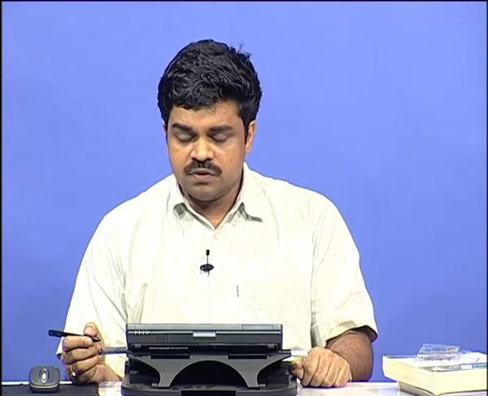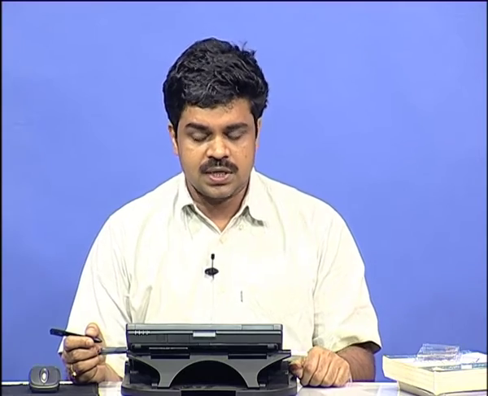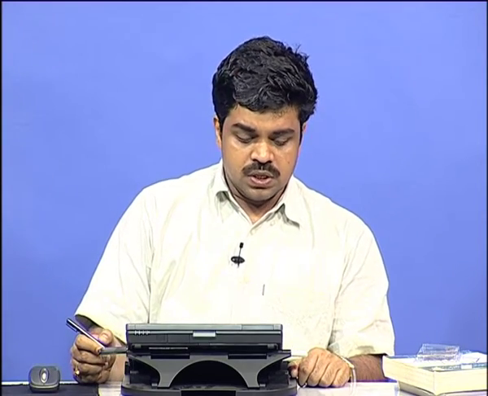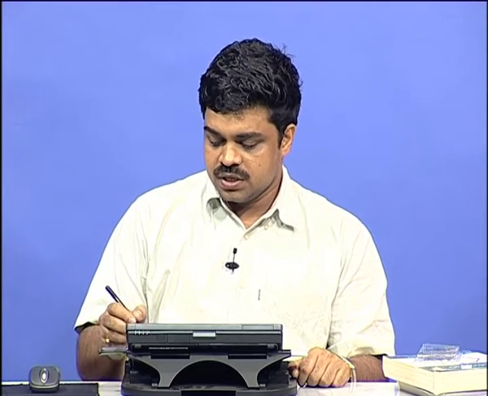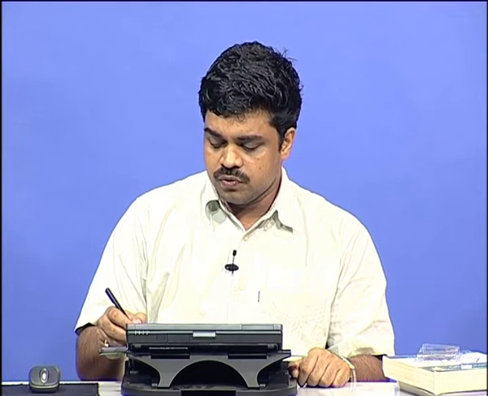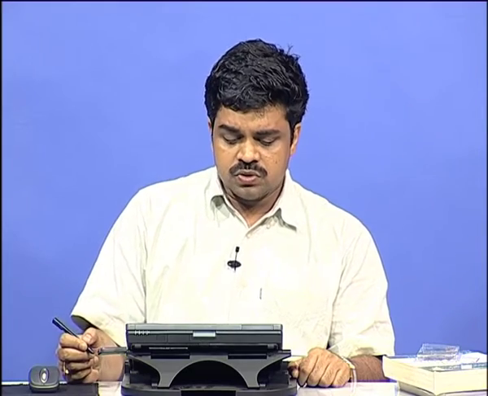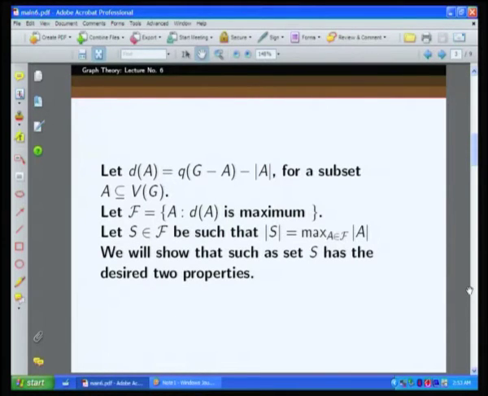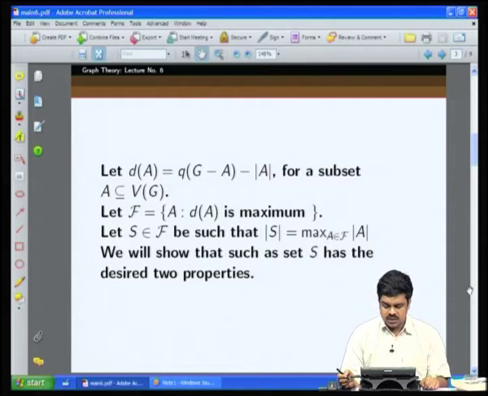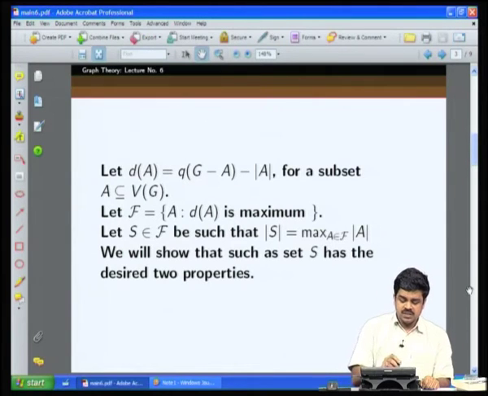Now, the thing we were trying to prove in the last class was that this kind of a set exists in every graph. How did we do that? We first considered this D of A. Given a subset A, D of A is equal to Q of G minus A, minus the cardinality of A, and this is defined for every subset A of the vertex set.